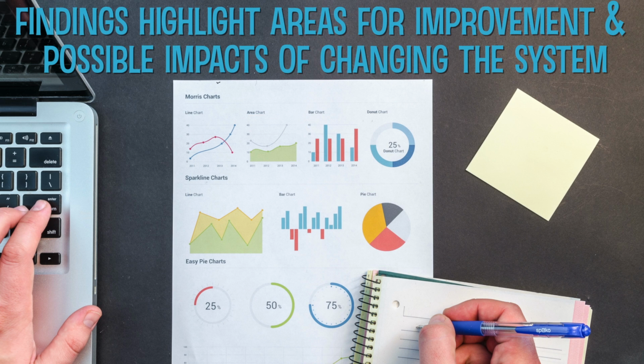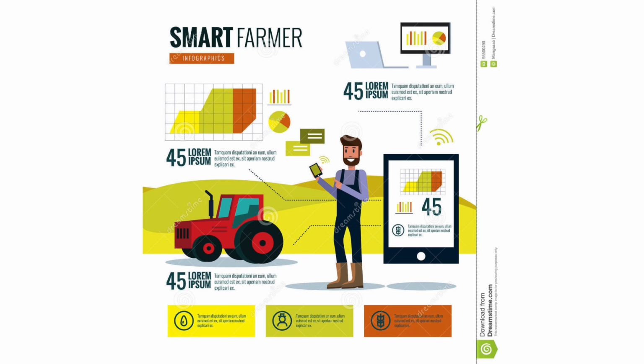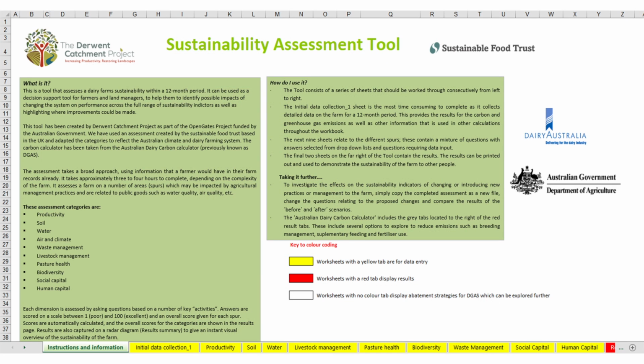The findings are presented within the workbook and can highlight areas for improvement and possible impacts of changing the system on performance across the full range of sustainability indicators. The tool uses information that a farmer would have in their records already and will take approximately 3 to 4 hours to complete. It comprises 10 different categories. Each one is given a score and the results are displayed at the end of the workbook.